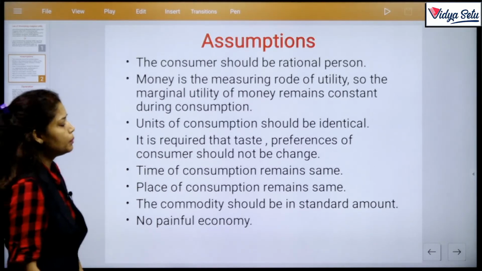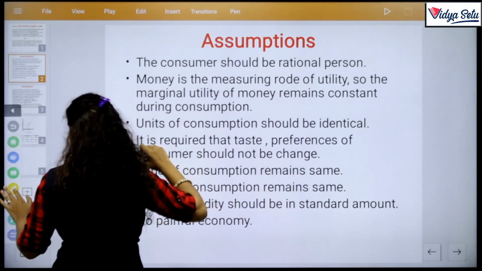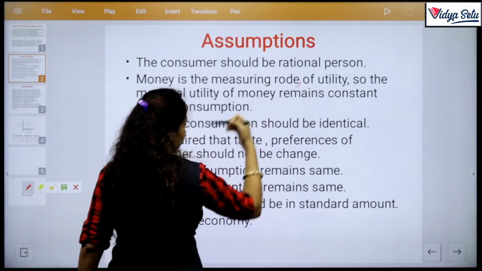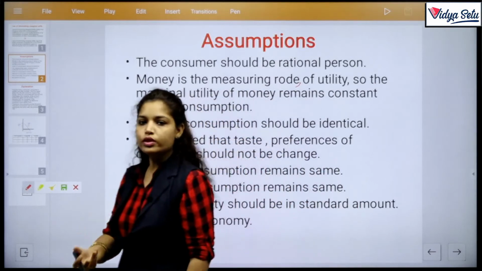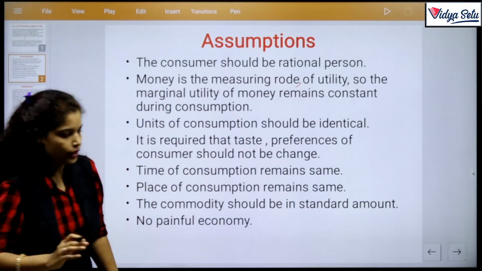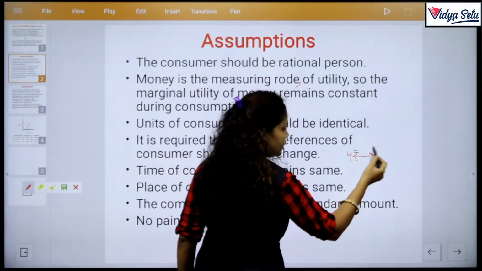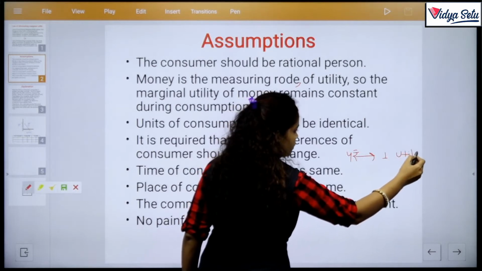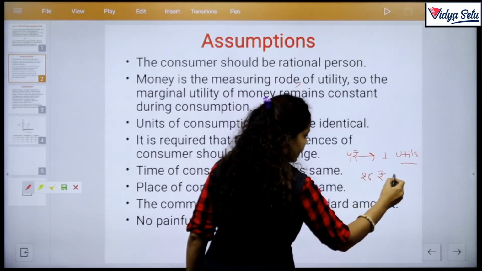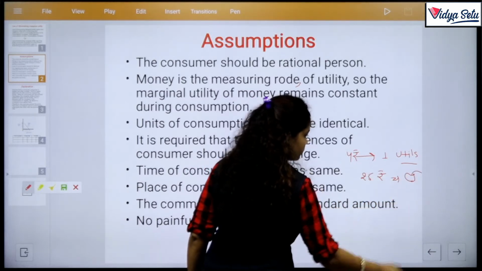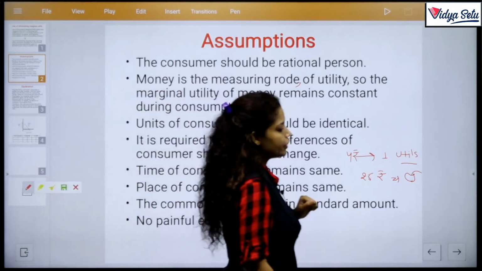What does it mean? Money is the measuring rod. There are 2 sentences. Money is the measuring rod. That means, first of all, we count utility in money. Clear? Like when we give 4 rupees, then I'll purchase 1 util. This is what it means. Like I'll give 25 rupees for an apple. This is the measuring rod. Clear?